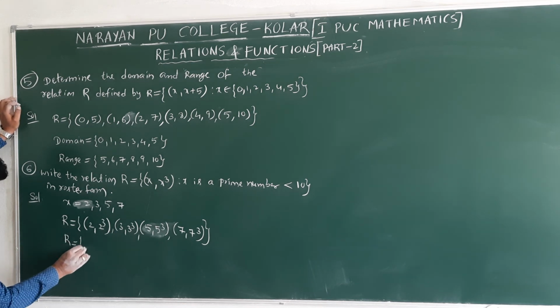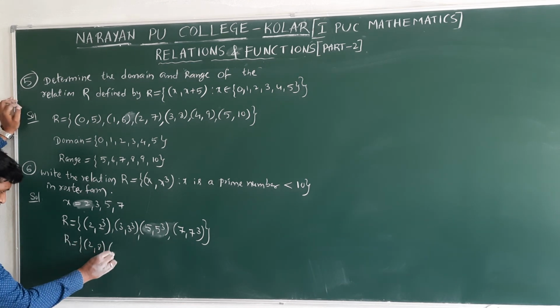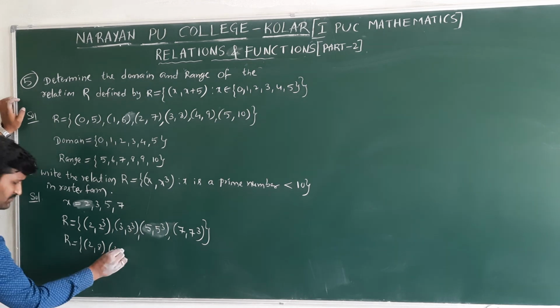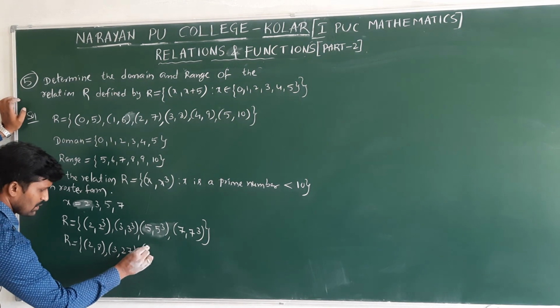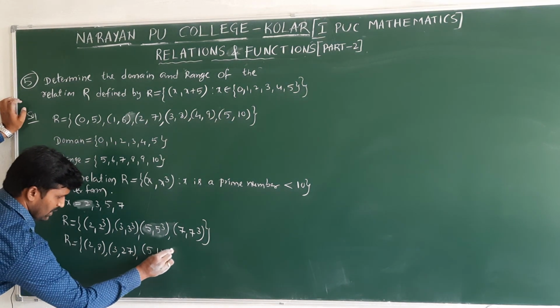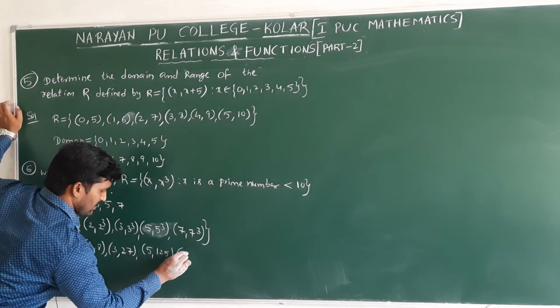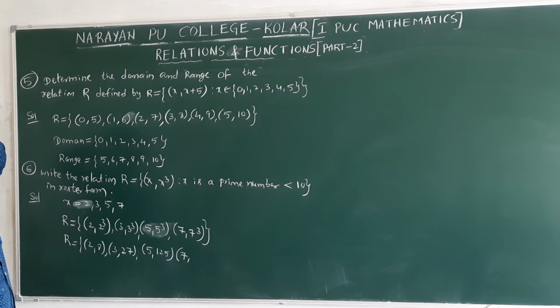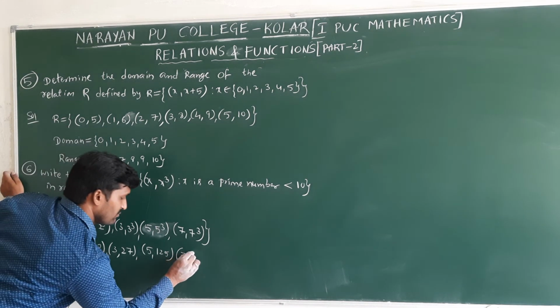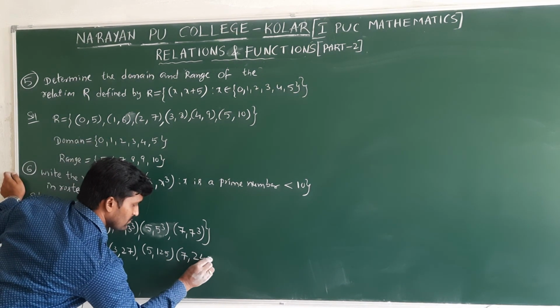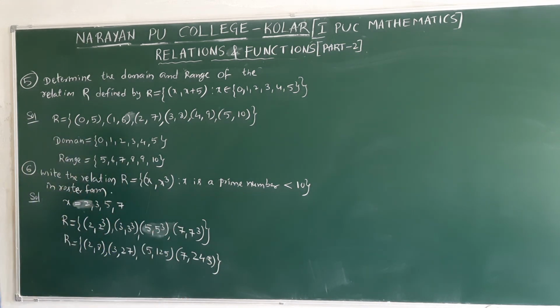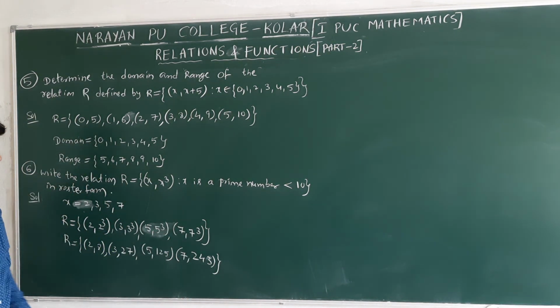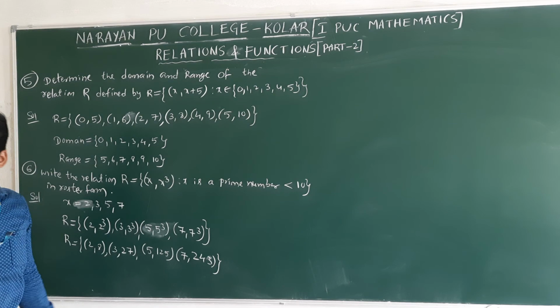You can write 2, comma 8; 3, comma 27; 5, comma 125; 7, comma 343. These are the possible ordered pairs written in roster form.